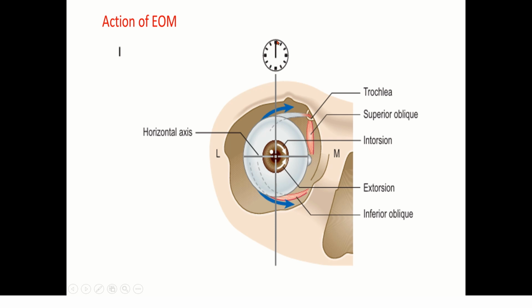See, this is the 12 o'clock position of the cornea. If the 12 o'clock position of the cornea rotates medially, then we call it intorsion, and if the same 12 o'clock position rotates outside or laterally, we call it extorsion. That means inferior oblique and inferior rectus will not perform the intorsion. Inferior oblique and inferior rectus always perform the extorsion. The superior oblique and superior rectus perform the intorsion.